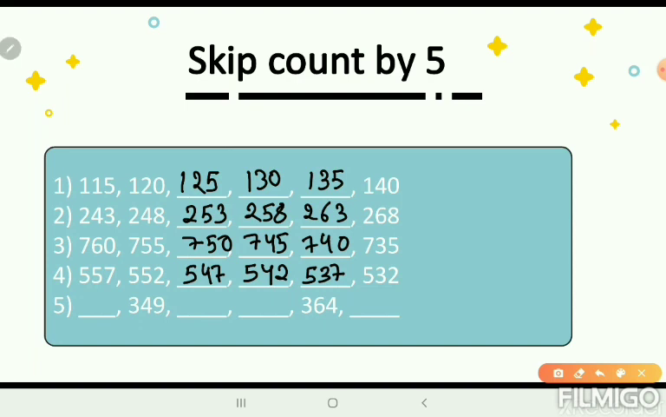Okay, let's see the last question, number 5. First is blank, then it is given 349, then again there is blank, 364. Now you see there is an increase. Okay, so this pattern is skip counting in a forward way.